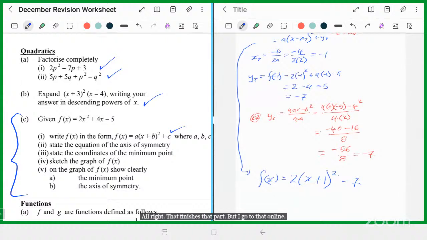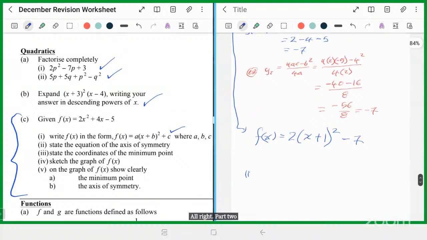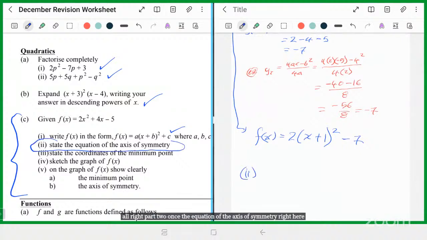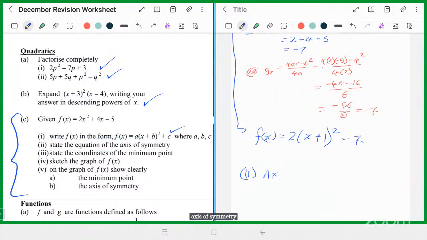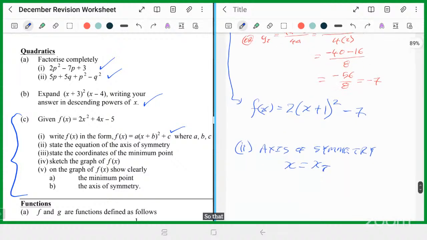All right. Part 2 wants the equation of the axis of symmetry. The axis of symmetry is x equals whatever the x value is at the turning point. X equals the x value at the turning point, which is -1. So that equation is x equals -1. That is the equation of the axis of symmetry, that vertical line that passes through the turning point.